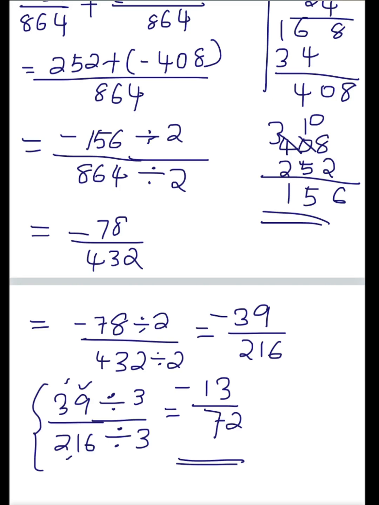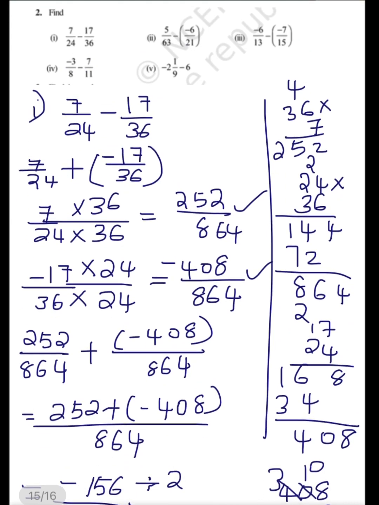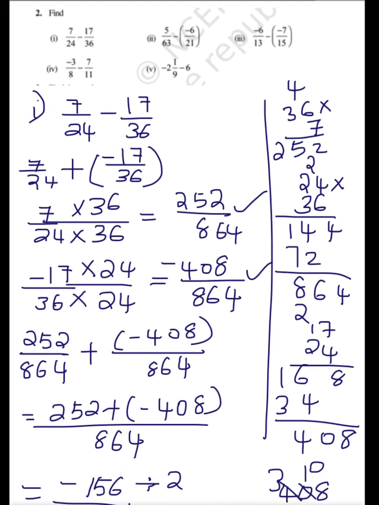Similarly, 216 means 2 plus 1 plus 6, which is 9. So 9 is also a multiple of 3. So you can say that 216 will be divisible by 3. In that way you can find whether a number is divisible by 3 or not. Okay, so when you divide both numerator and denominator by 3, you will get the answer as what? Minus 13 by 72, which is the final answer for this question. Okay, now let's see the second question.